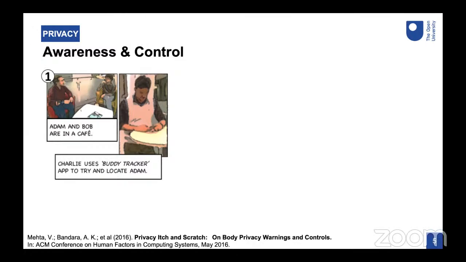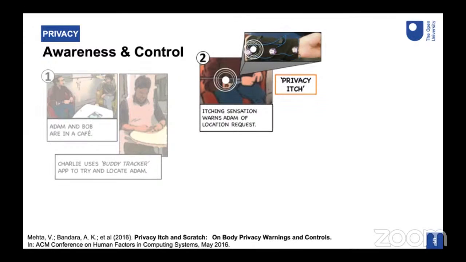And in normal circumstances, Adam wouldn't have any awareness or control that Charlie looked up his location, other than the fact that some time ago in the past, he gave Charlie permission to look him up on this Buddy Tracker app. But in our scenario, what we'd like to enable is to give Adam some awareness, and we do this through a mechanism or a metaphor we call the privacy itch, some awareness that Charlie is trying to access his location. So this itching sensation warns Adam of the location request.